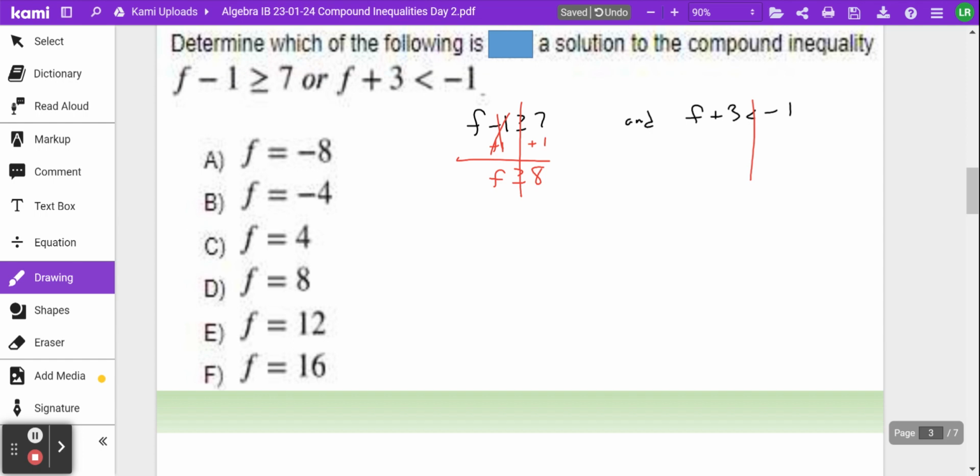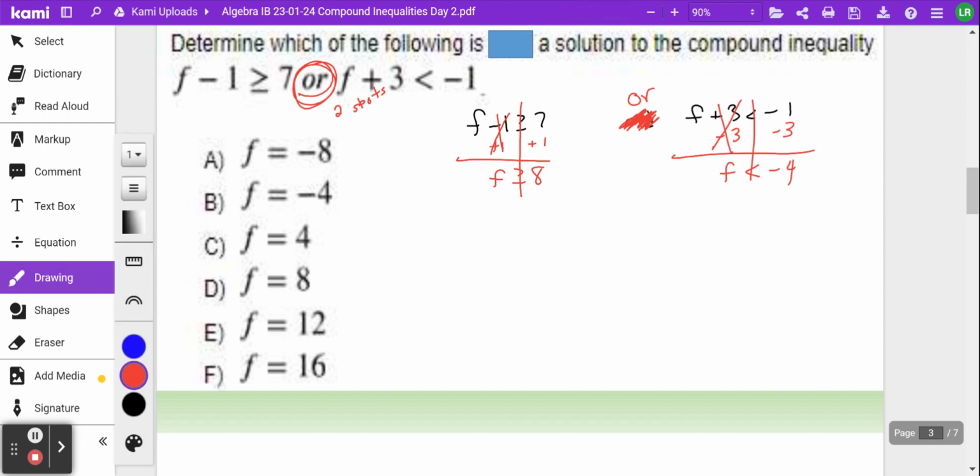Sorry, guys, I apologize. I just realized I wrote the wrong word there. This is an or. So for this problem, f plus 3, I'm going to put a minus 3 on both sides. I get f is less than negative 4. Now, since it's an or statement, I know when I'm doing my graph, I'm shading at least 2 spots. So let's draw 3 lines.